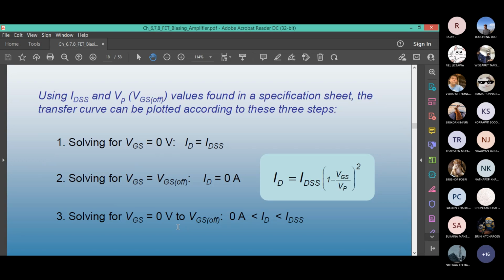Student: Teacher? I would like to ask a question from the quiz. Teacher: Yes, sure. Student: On the quiz you told us to find the 4 points, what is the formula, not to find the 4 points? I'm still confused with the graph. Teacher: The formula that you are asking me about is this formula, the one that is being shown on your screen: ID equals IDSS times (1 minus VGS over VP) squared. Sometimes the question asks, use the Shockley equation. This is the Shockley equation for the JFET characteristic graph.